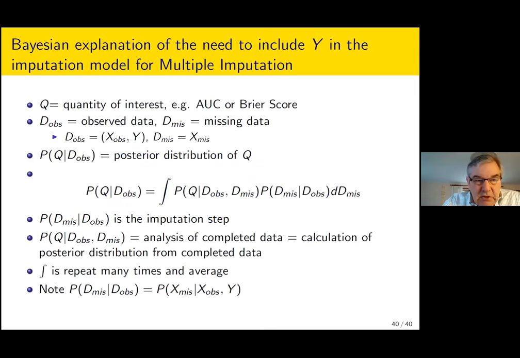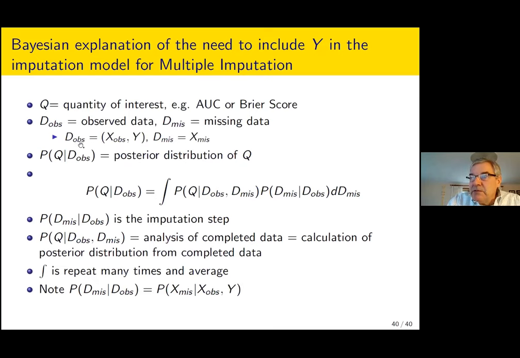So this is a general slide. I'll try to walk through it a little bit. Think of a Bayesian justification for multiple imputation. I have some quantity of interest. Here it'll be AUC, but it could be a parameter. I can think of AUC as a population quantity. I have data, and I'm going to apply some method to analyze it. The observed data I'll denote D obs, and the things that are missing, D miss.